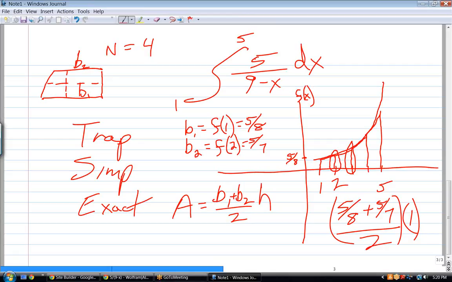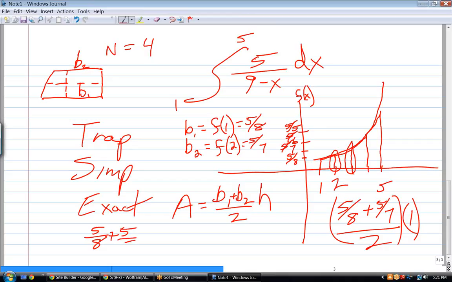So I'm going to have the average of 5/8 plus 5/7, and then I'm going to have the average of 5/7 plus 5/6. Then I'm going to have the average, excuse me, no, that's not quite right. Let's see, this point here was 5/7. And then the next one is going to be 5/6, and the one above that is 5/5 or 1. So in effect, what we have is the following.